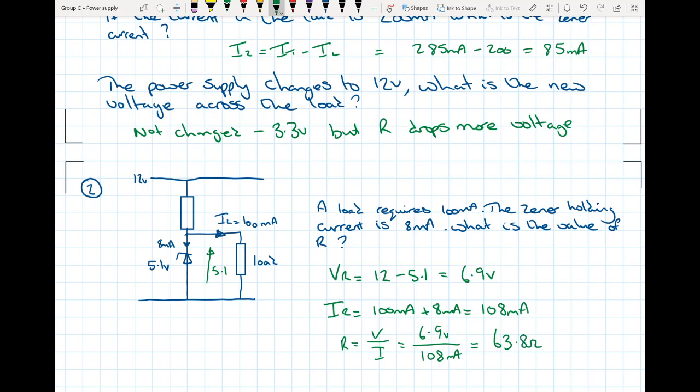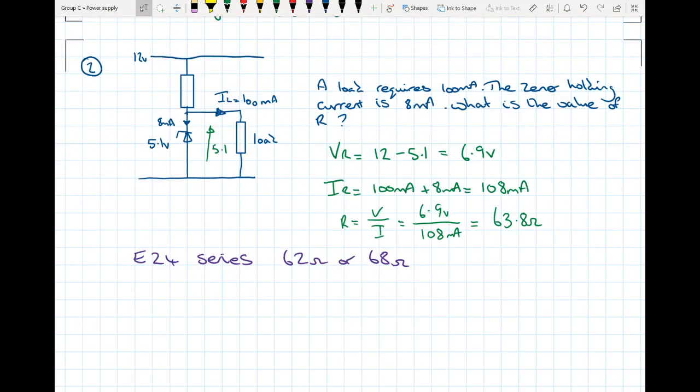So we're going to choose it from our E24 series. Do we choose a 62 ohm or a 68 ohm? So we choose our 62 ohm because we need to maintain the holding current. If we increase the resistance, then we would have insufficient current to keep the Zener diode on.